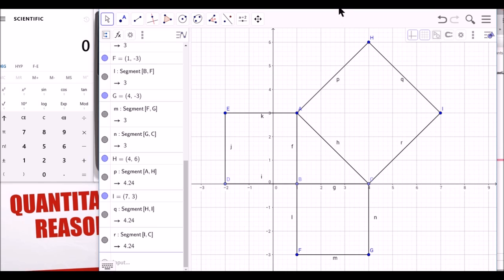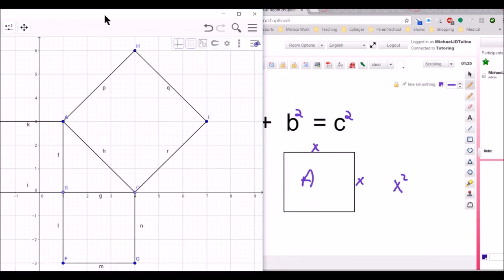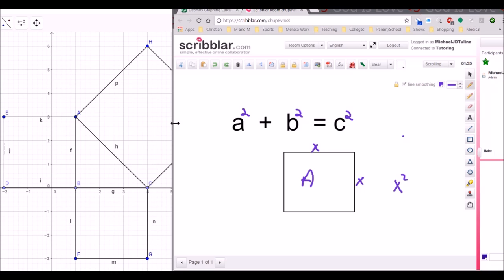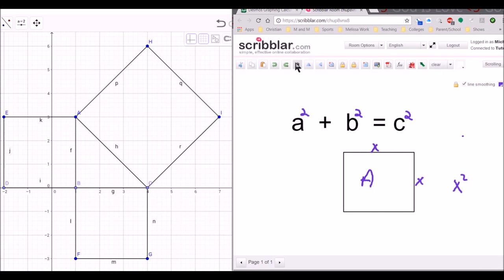So let's see the actual math behind it. So let's put this to the side. Let's get that in the screen there. All right, now we got it side by side. Here we go. So we have these two squares, and we have this larger square. And let's actually go ahead and do it. So let's go to another page here.